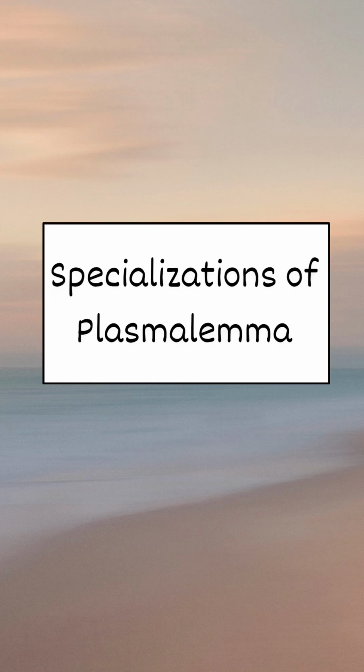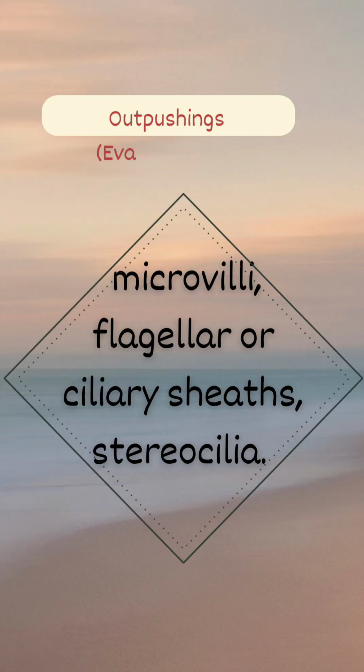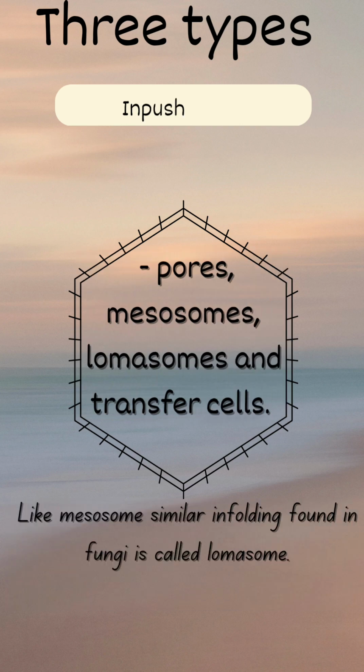There are three types of specialization in plasma lamella: first is evagination, second is invagination, and third is junction complex. These are the three types. Outpushing, evagination, includes microvilli, flagella, cilia, and stereocilia. Inpushing, that is invagination, consists of pores, mesosomes, lomasomes, and transverse cell.